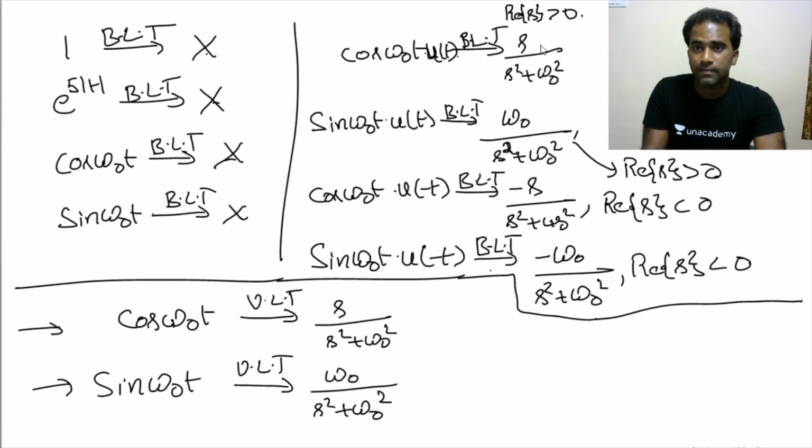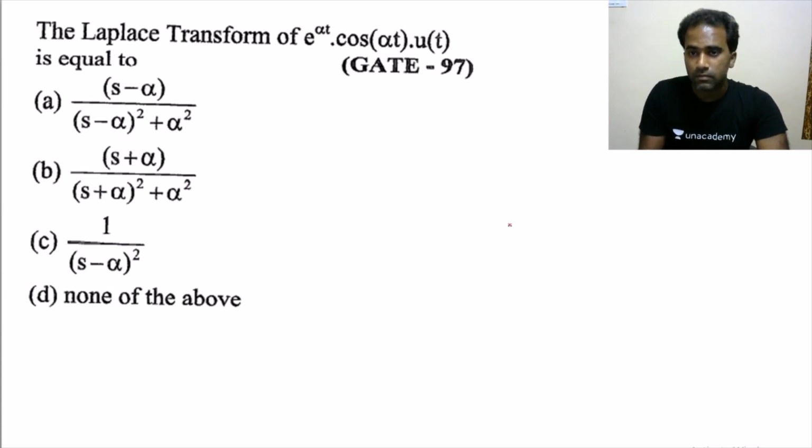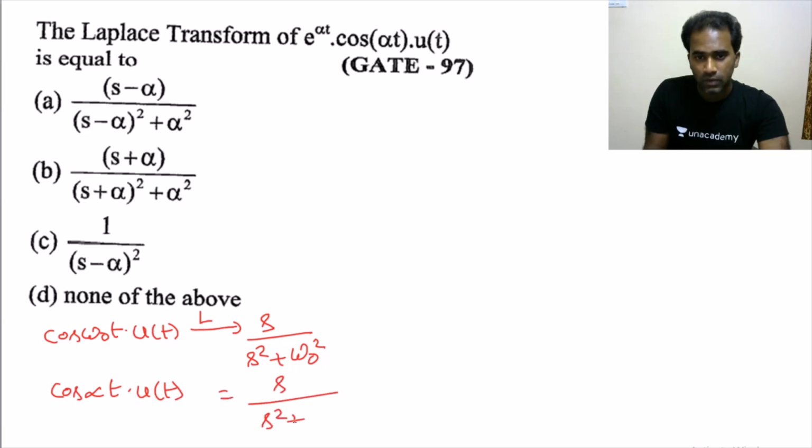So if you remember, this is the Laplace transform of cos omega naught t into u of t. Let us write that first. Cos omega naught t into u of t, the bilateral Laplace transform, is s divided by s square plus omega naught square. Now in this case they are not giving cos omega naught t, instead they are giving cos alpha t into u of t, which is equal to s divided by s square plus alpha square. Instead of omega naught we are having alpha.